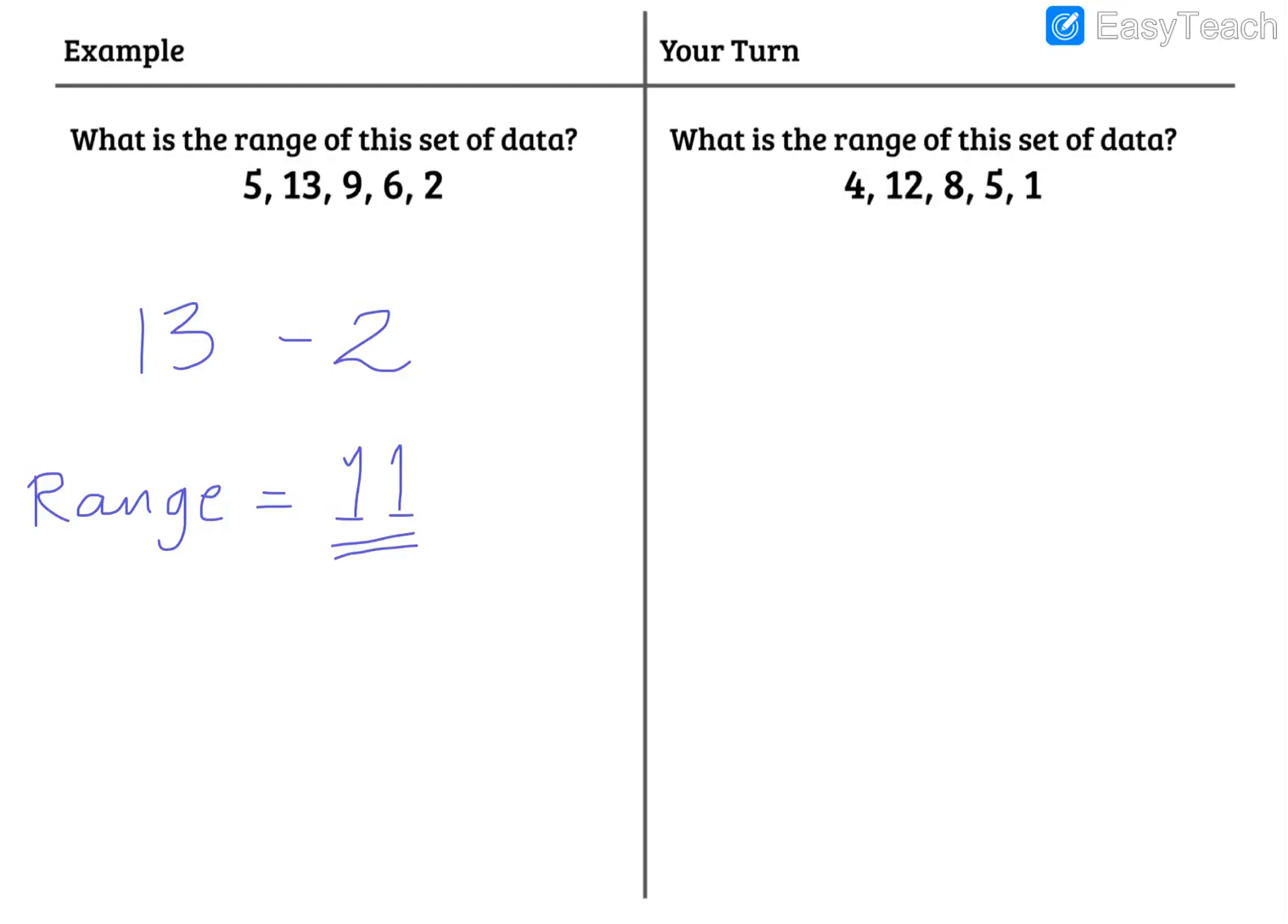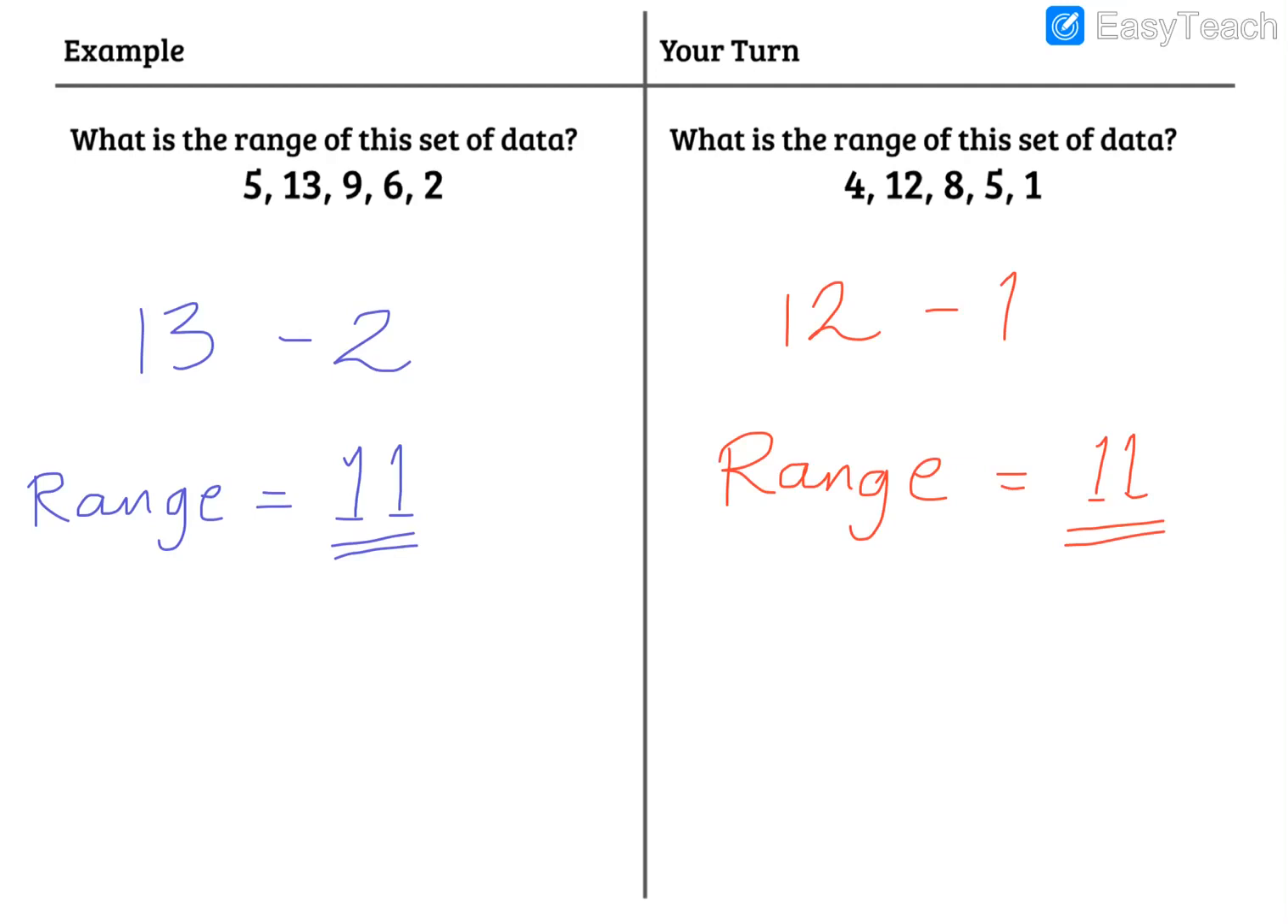So this time, what's the biggest value in my data set? Well, it's 12. What's the smallest value in my data set? It's 1. So I'm going to have to do 12 take away 1, which means my range this time around is going to be 12 take away 1, which is 11 again.